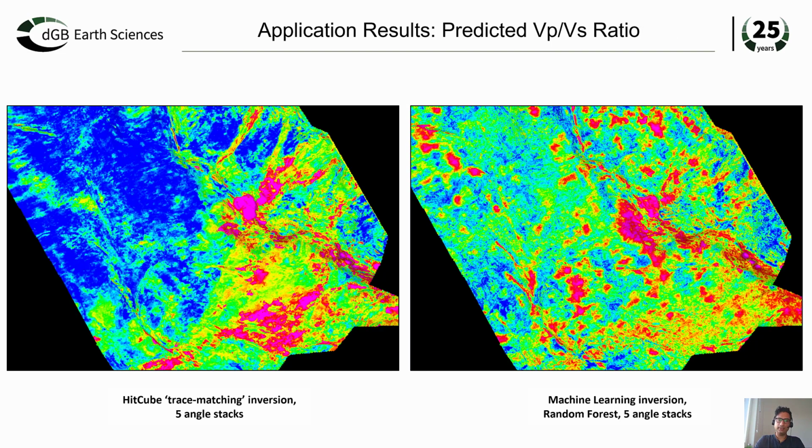On the other hand, for VPS ratio, the right-hand side machine learning results are perhaps more noisy than the results produced from the HitCube trace matching inversion. Although overall, they are both pointing towards the same depositional patterns.